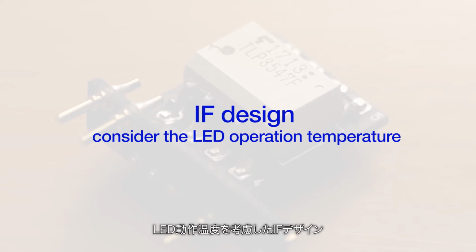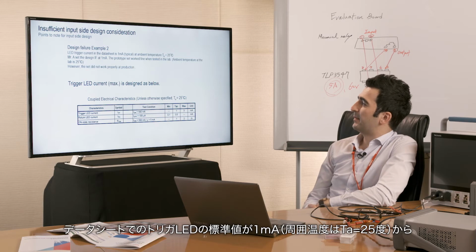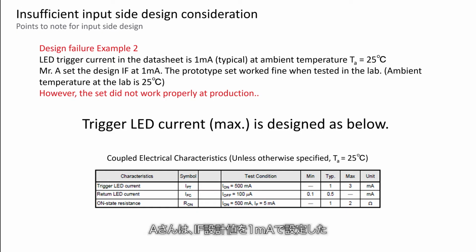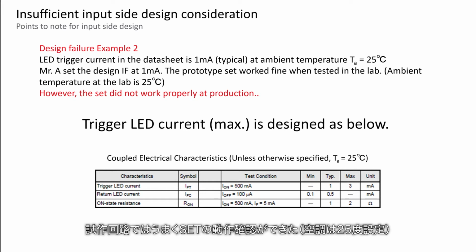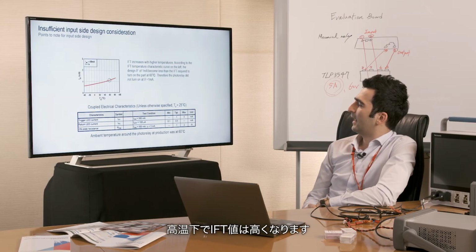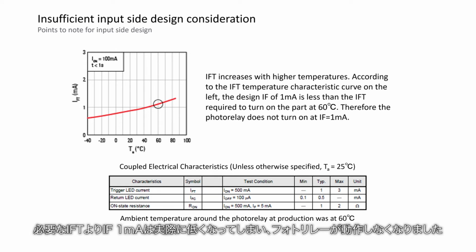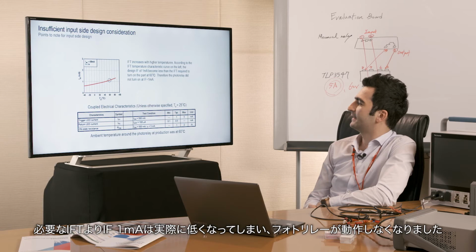Considering the LED operation temperature in IF design. The LED trigger current in the datasheet is 1 mA typical at an ambient temperature. Mr. A set the design IF at 1 mA. The prototype set worked fine when tested in the lab. However, the set did not work properly in production. IFT increases with higher temperatures. According to the IFT temperature characteristic curve in our datasheet, the design IF of 1 mA actually became less than the IFT required to turn on the part at 60 degrees. Therefore, the photorelay did not turn on at IF 1 mA.